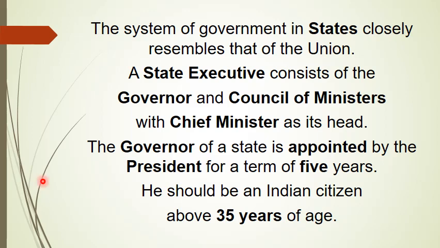The system of government in states closely resembles that of the union, that is the country. The state executive consists of the governor and council of ministers with chief minister as its head. The governor of a state is appointed by the president for a period of 5 years. He should be an Indian citizen above 35 years of age.